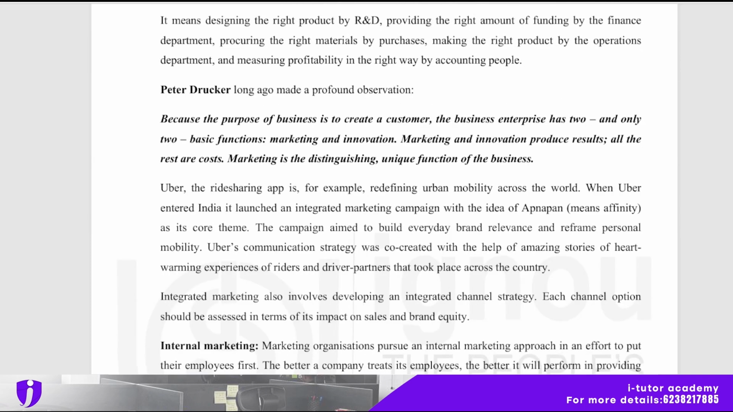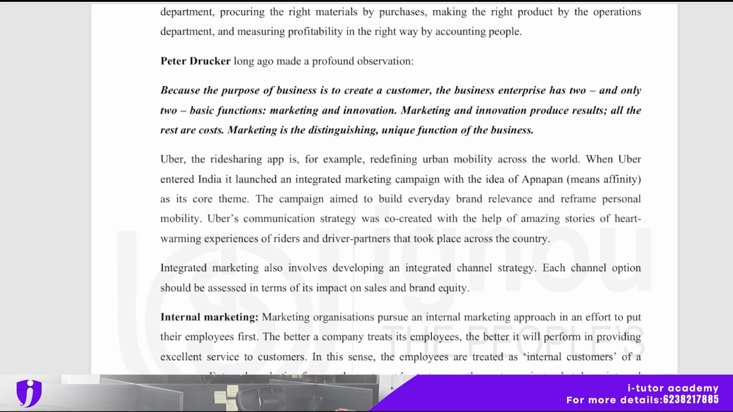Peter Drucker long ago made a profound observation. Because the purpose of business is to create a customer, the business enterprise has two and only two basic functions, that is marketing and innovation. Marketing and innovation produce results, all the rest are costs. Marketing is the distinguishing, unique function of the business.